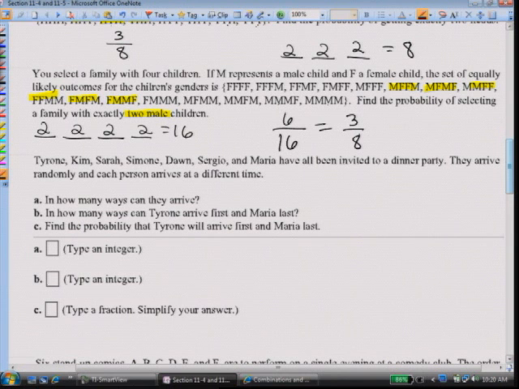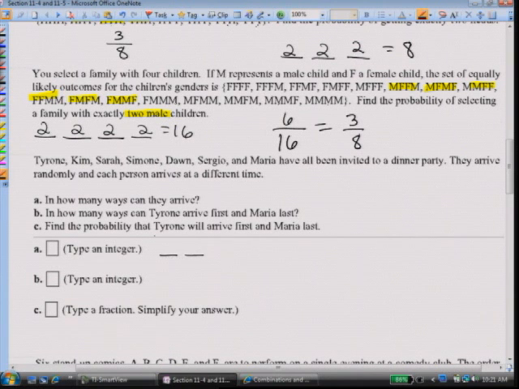Okay, it says Tyrone, Kim, Sarah, Simone, Dawn, Sergio and Maria have all been invited to a party. They arrive randomly, and each person arrives at a different time. Okay? In how many ways can they arrive? All right. Well, that's a slot problem. We can figure this out with the fundamental theorem of calculus. No, just probability or fundamental counting theory.